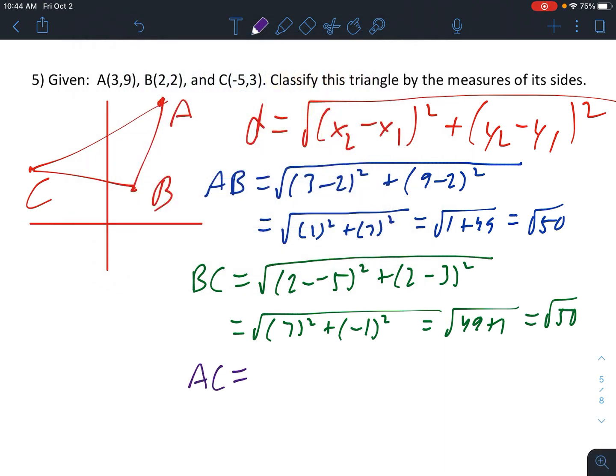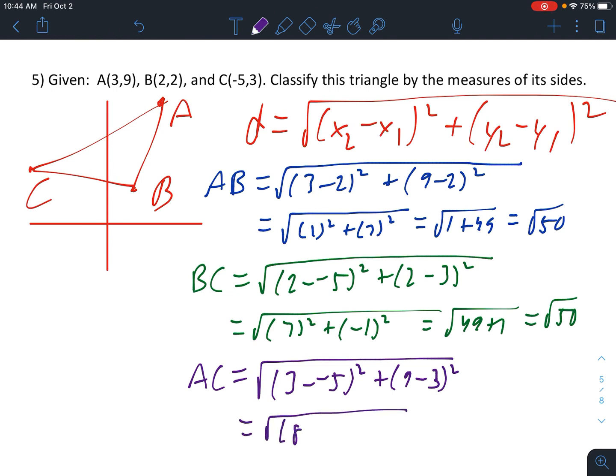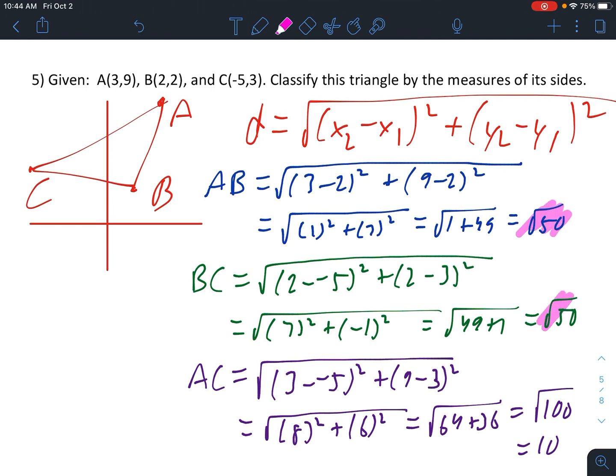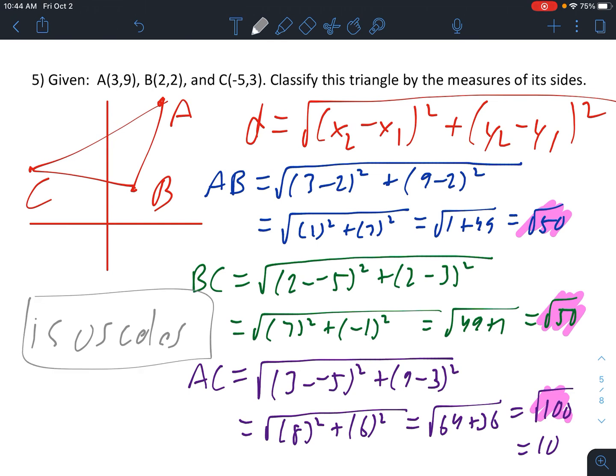Finally, let's do AC. So AC, x minus x squared plus y minus y squared will give us 8 squared plus 6 squared, which is 64 plus 36, which is root 100, which we should know is 10. So our 3 side lengths are root 50, root 50, and root 100, or 10. 2 of them are the same, which means this triangle is isosceles.